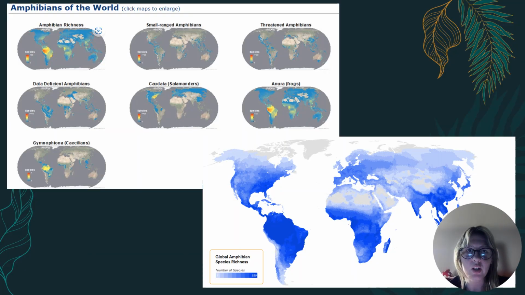So as I mentioned, across the board, amphibians are pretty diverse throughout all of the world, which is going to be that bottom right, global amphibian species richness, as well as the very first of the maps on the left. You'll then have your small range amphibians, threatened amphibians, the salamanders, the frogs, and then the caecilians, and you'll be able to see specifically the regions that they are more heavily involved in.